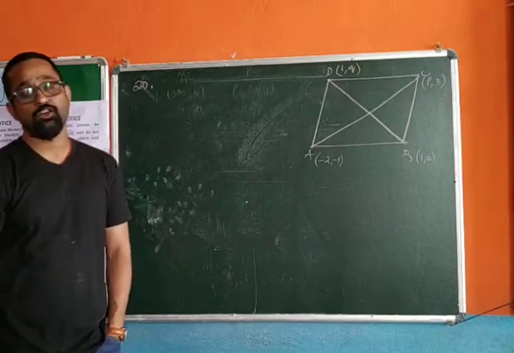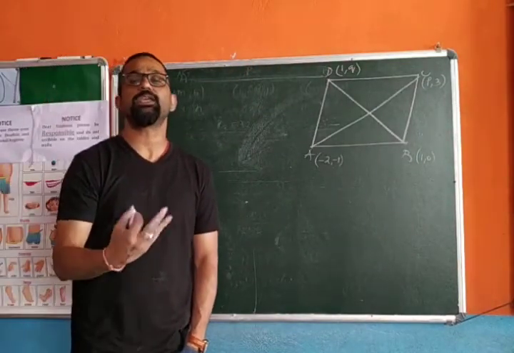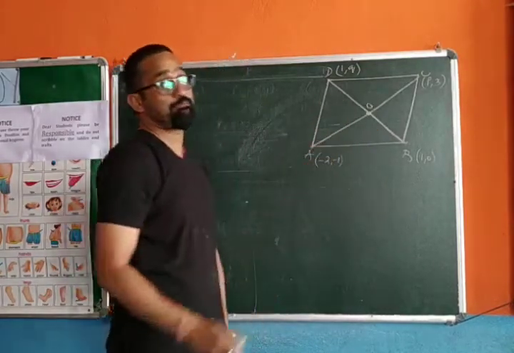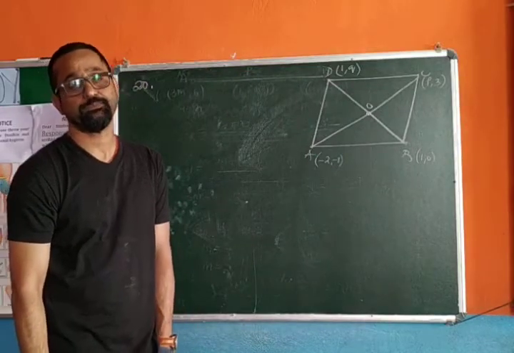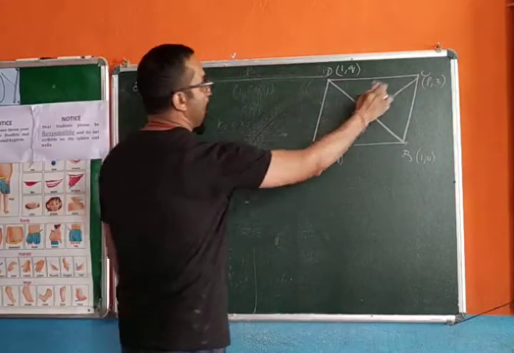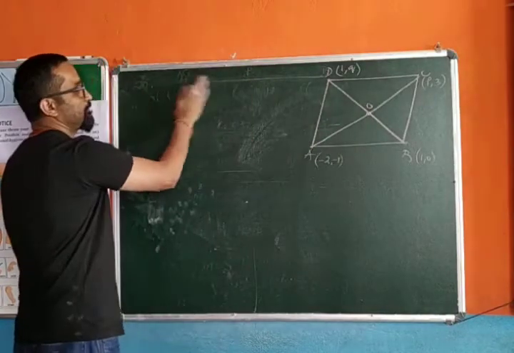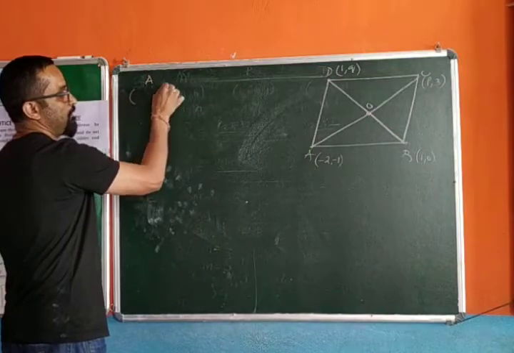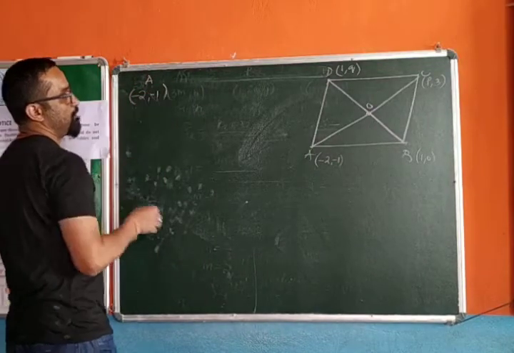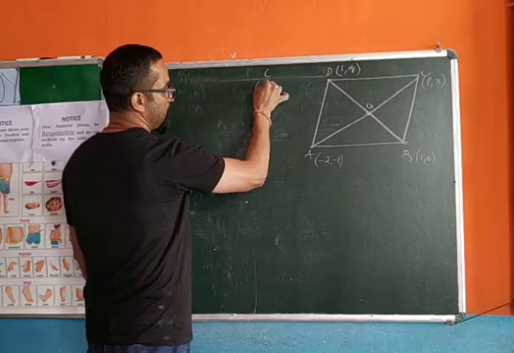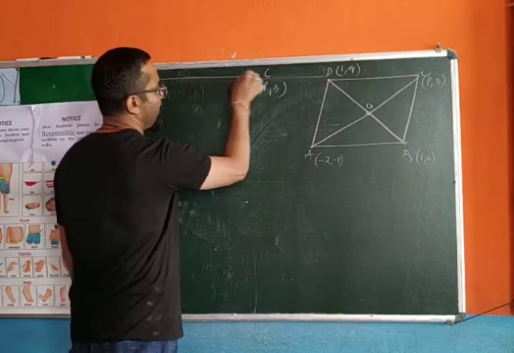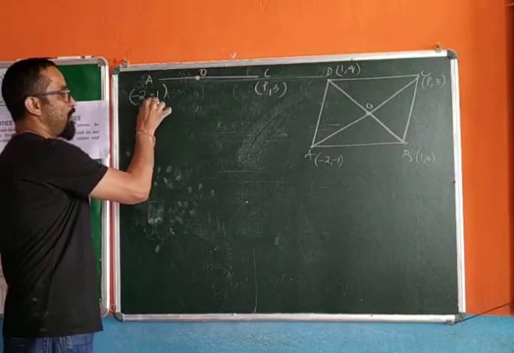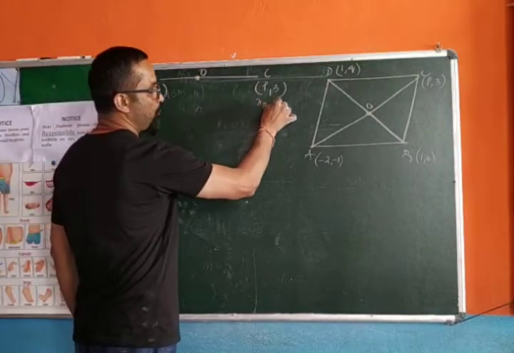Diagonals of a parallelogram intersect each other in equal halves, which means that this intersection is the midpoint of the diagonals. So we take A and C first and find the coordinate of this. A is (-2, -1), C is (p, 3). Join it right here. Call the intersection O.